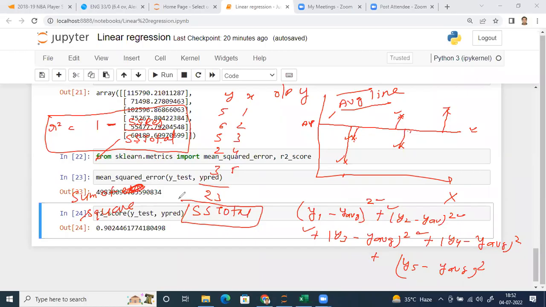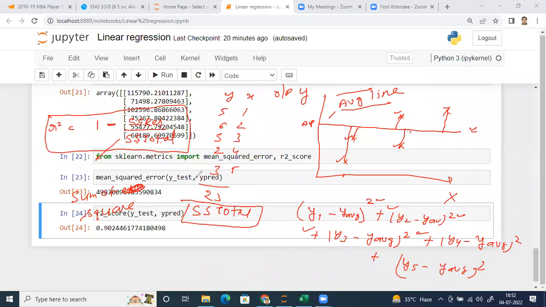First of all, is it clear to everyone what SS total is? Yes, sir. We take the y column, find the average of it, draw a line at that average, and compute the distance of every point from that line. Then we compute the sum of square total.